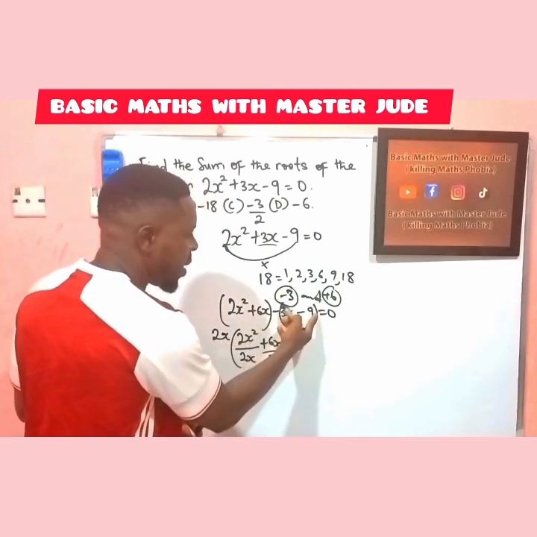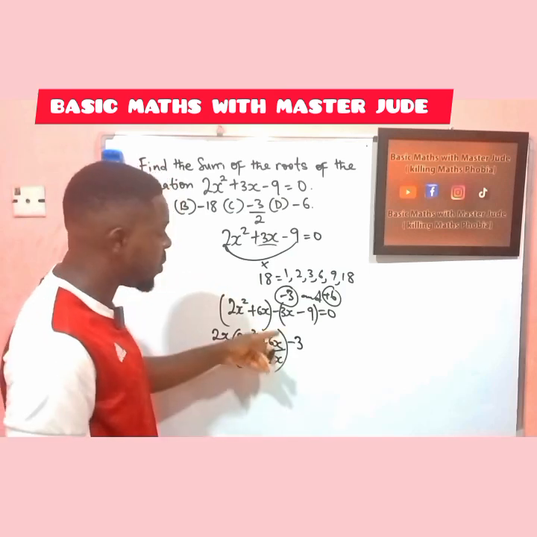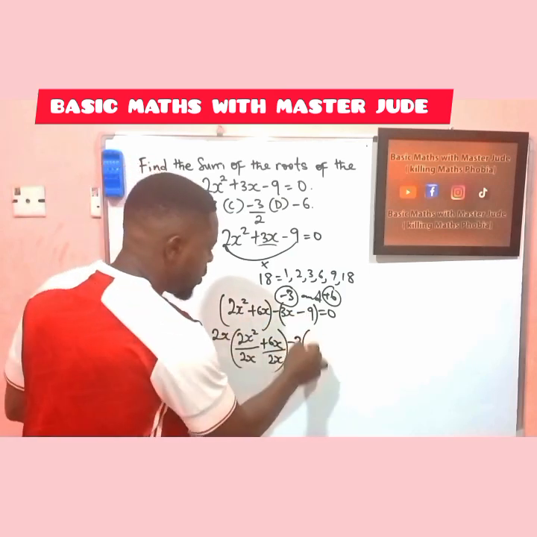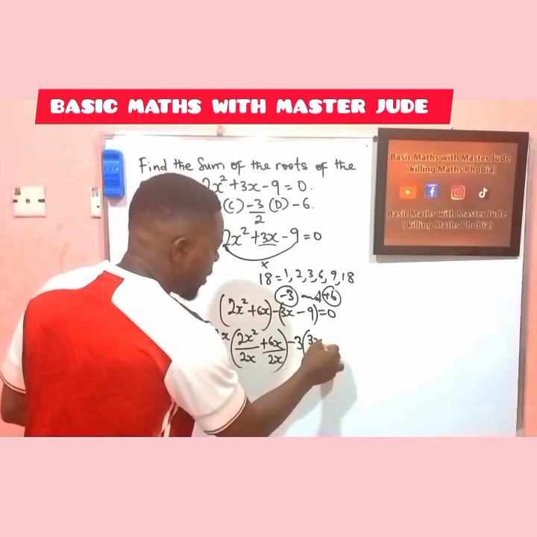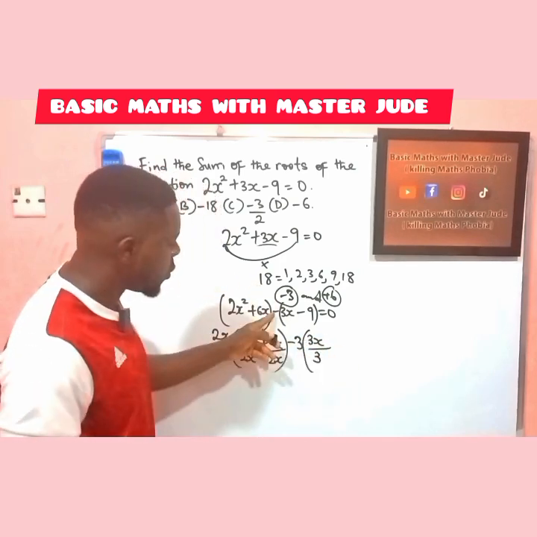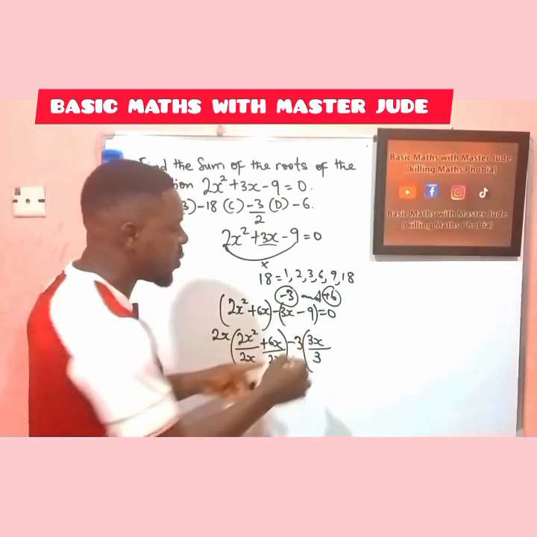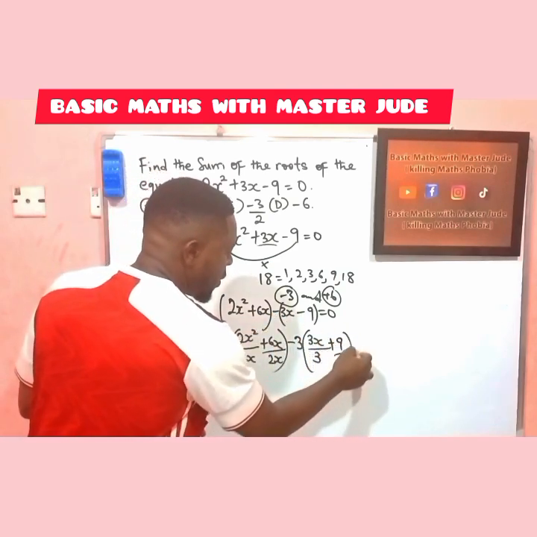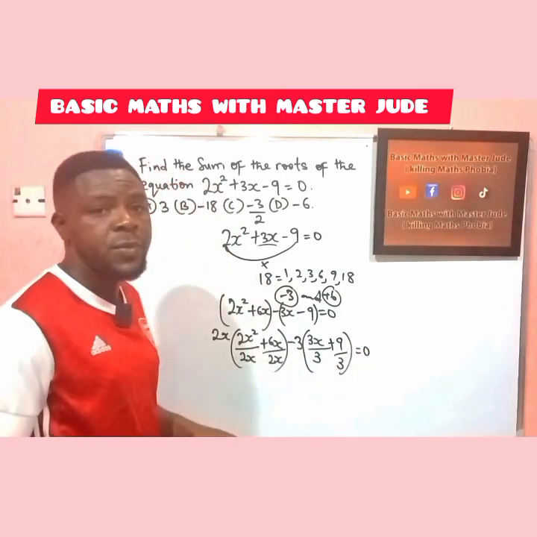I have x here, but I do not have x here. So what is common between 3x and 9 is 3. Then I'll open my bracket and I'll bring down 3x all over what I factored out, which is 3. Then take note, you now do minus, multiply minus to give me plus. Then 9 over 3 is equal to 0.